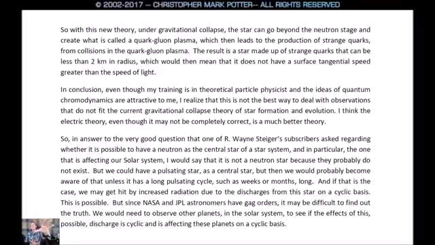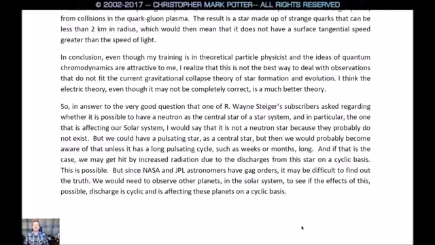So in answer to a very good question that one of R. Wayne Steiger's subscribers asked regarding whether it is possible to have a neutron as the center of a star system, and in particular the one that is affecting our solar system, I would say that it is not a neutron star because they probably do not exist. But we could have a pulsating star as a central star, but then we would probably become aware of that unless it had a long pulsating cycle, such as weeks or months long.